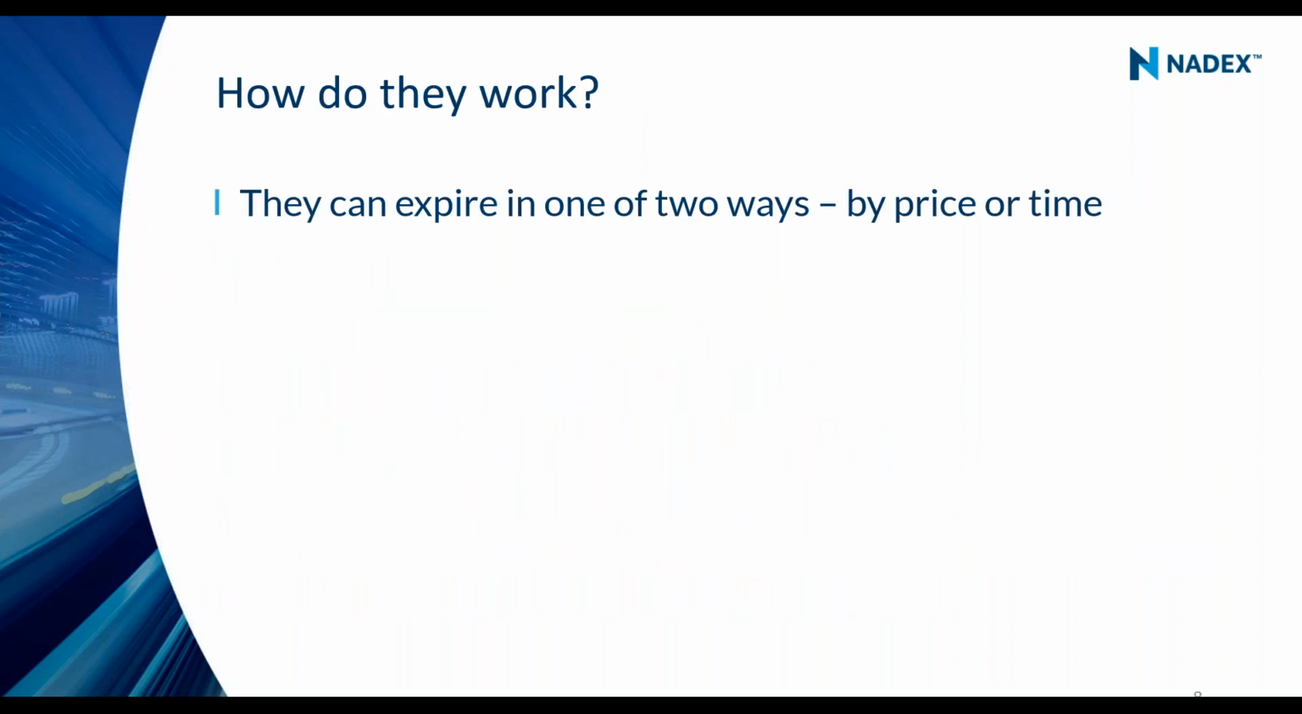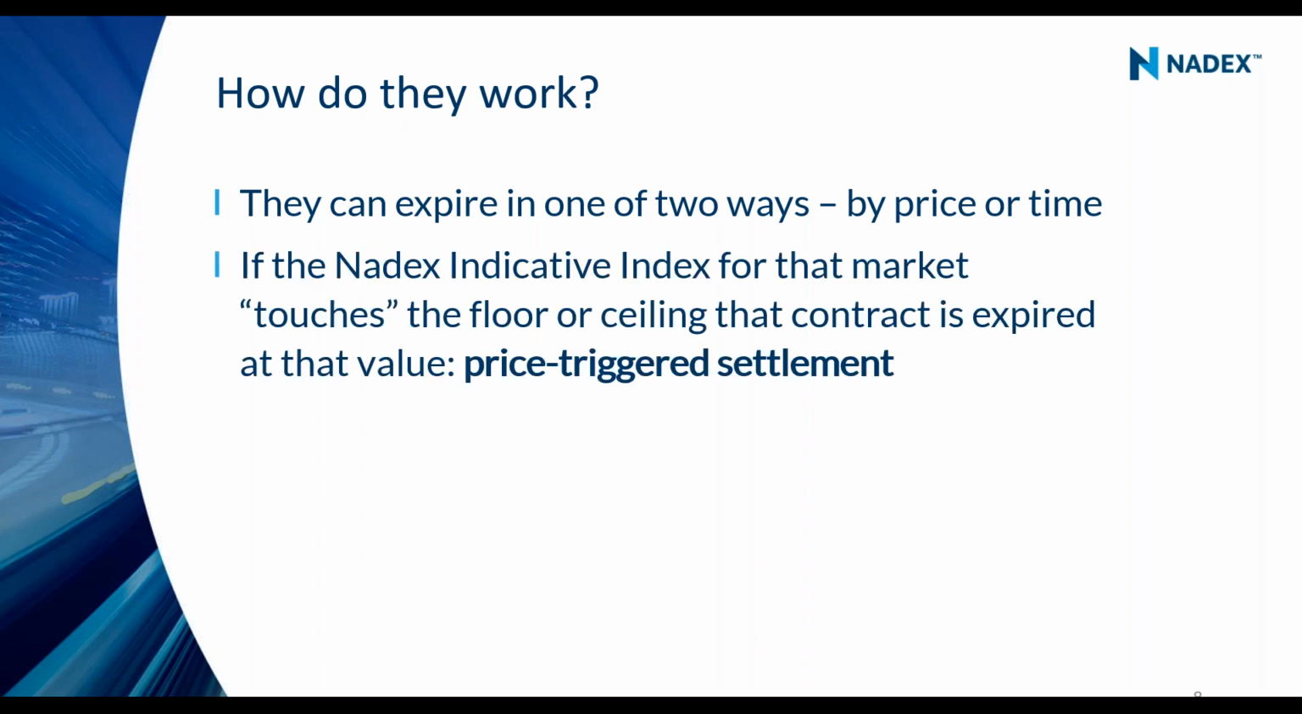Now, how do they work? A knockout will expire in one of two ways. All right, we've got price and time. There is a price triggered settlement and there is a time triggered settlement. Now, what do I mean? A price triggered settlement is if the price of the underlying touches either the floor or the ceiling.